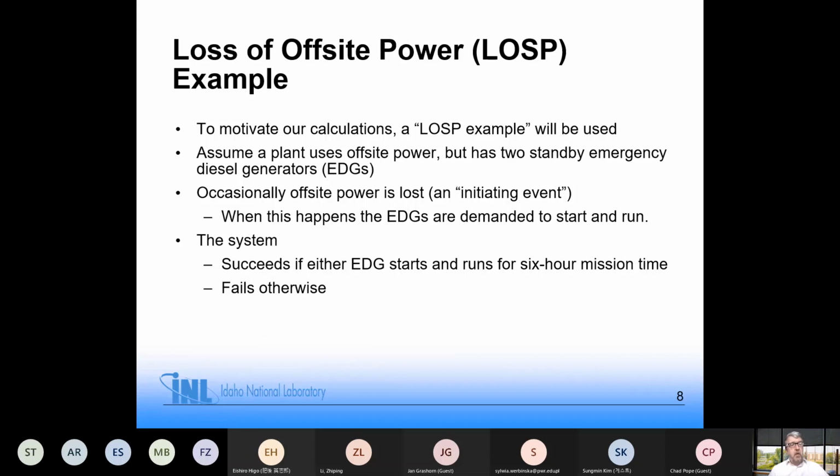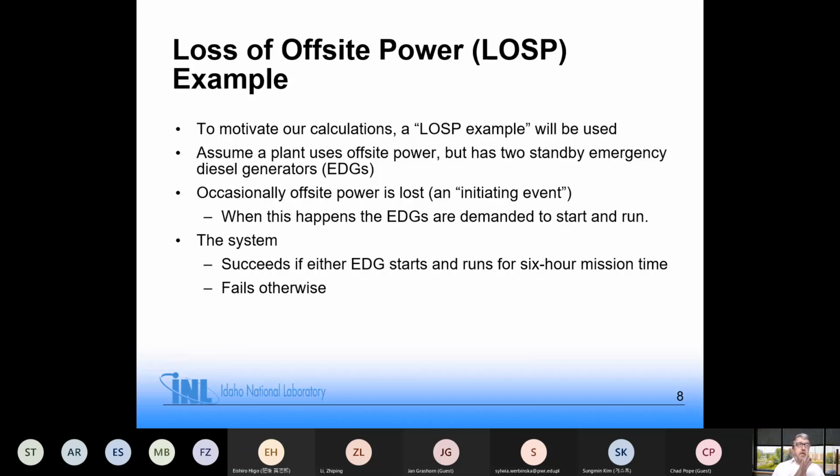So let's first go through an example. I'm a nuclear engineer, so I'm going to borrow an example that you would typically see in a nuclear power plant probabilistic risk assessment. In that example, we're going to represent my facility and the possibility that I could lose offsite power, or LOSP.